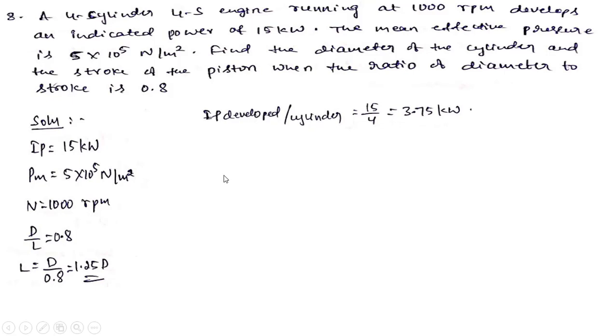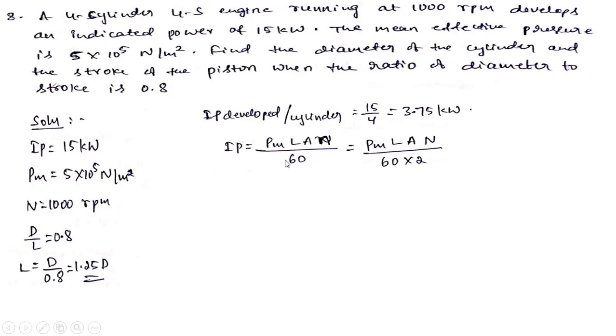Next, let us move to the indicated power developed by each cylinder. Here it's a 4-stroke 4-cylinder engine. Till now what we have discussed is single cylinder engines. Here it is a multi-cylinder engine, so we will take up the power developed by each cylinder. The number of cylinders is 4, therefore it is 15 by 4, equal to 3.75 kilowatt.